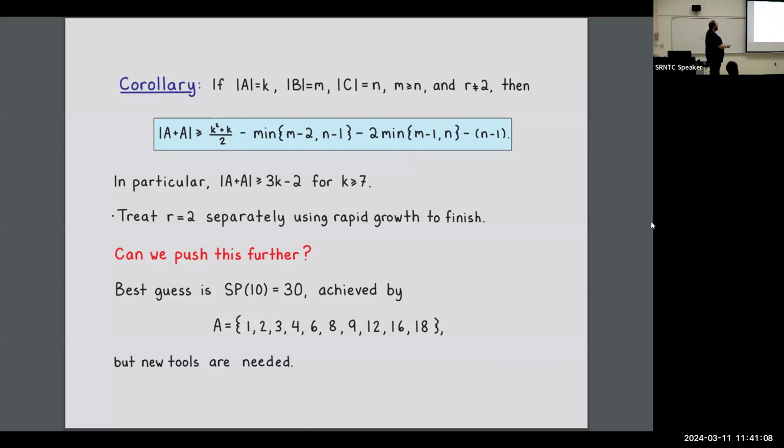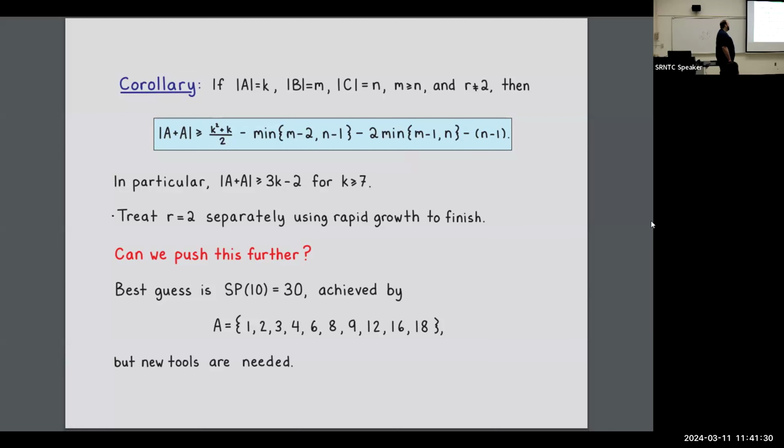representations. But notice the leading term here is quadratic and all these terms are linear. So for k at least 7, you always get what you want, which is that the number of sums is at least 3k minus 2. You do have to treat the case r equals 2 separately, but in that case, the elements grow fast enough so that everything works out.